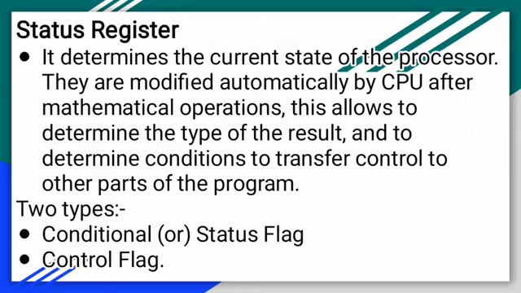Moving further, status register. It determines the current state of the processor. They are modified automatically by CPU after mathematical operations. This allows to determine the type of the result and to determine conditions to transfer control to other parts of program.